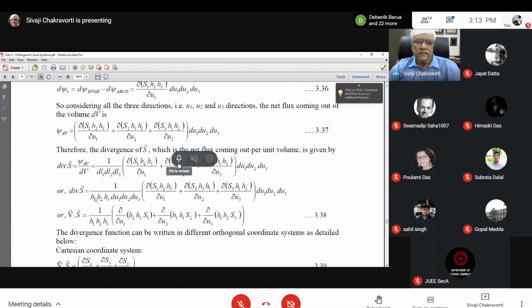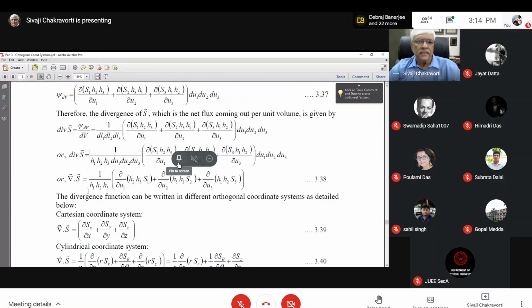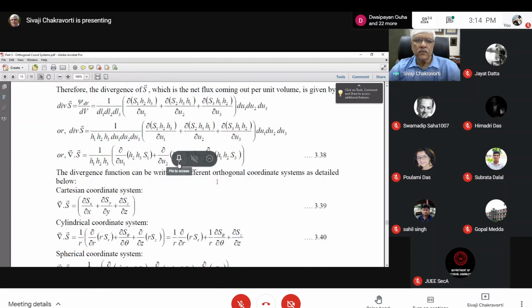Anyway, here you can see H1, H2, H3. If you can see my mouse, you will see that du1, du2, du3 will cancel and you will get 3.38. This is exactly the divergence equation. And here you see it follows a very clear cyclic order. That means del del u1 of H2 H3 S1, del del u2 of H3 H1 S2, del del u3 of H1 H2 S3, then divided by H1 H2 H3.